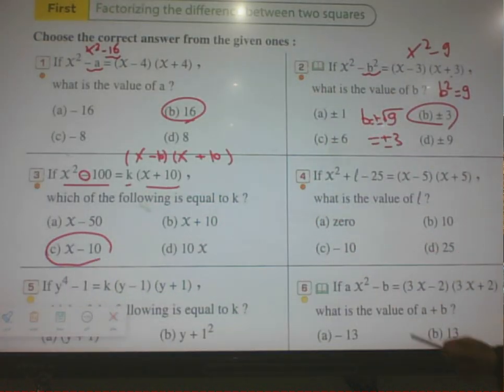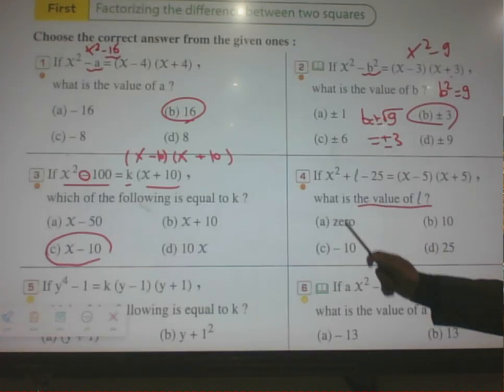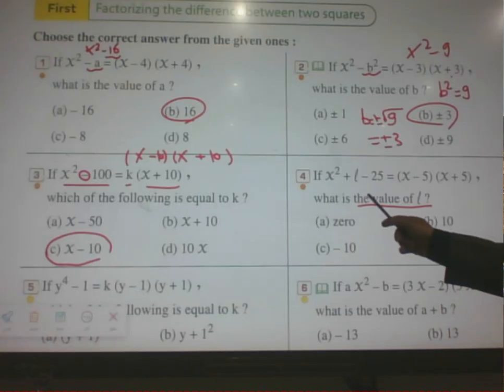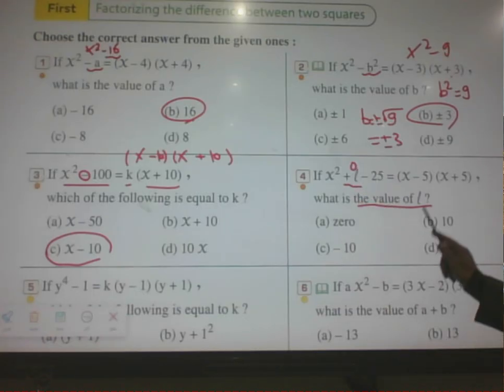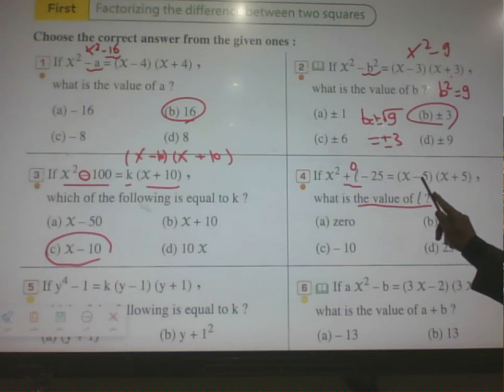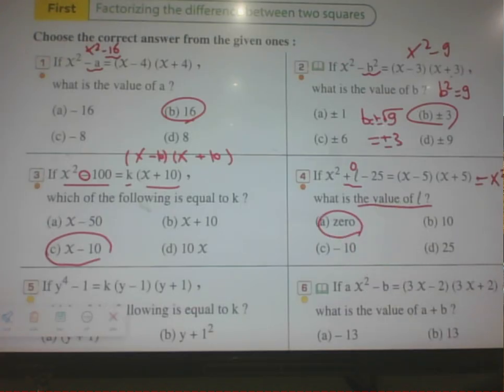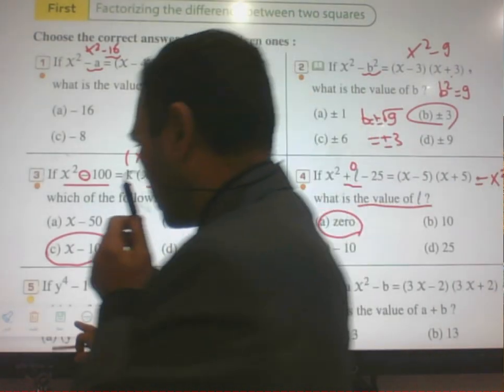Next question here. If x power 2 plus L subtract 25 equals x minus 5 times x plus 5, which is the value of L here? L here will be equal to 0, because the factorization of x power 2 and negative 25 equals x minus 5 times x plus 5. This expression we can write as x power 2 minus 25. Then the value of L here will be 0. Understood? Next question.